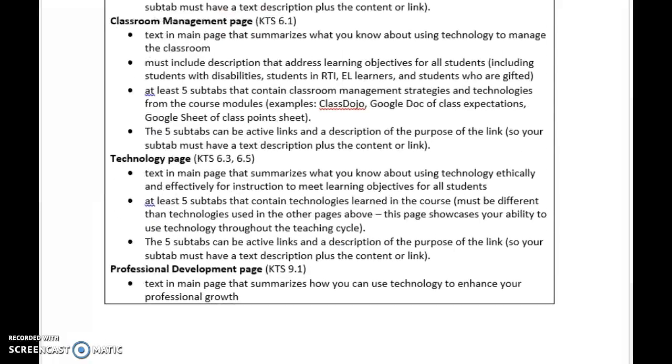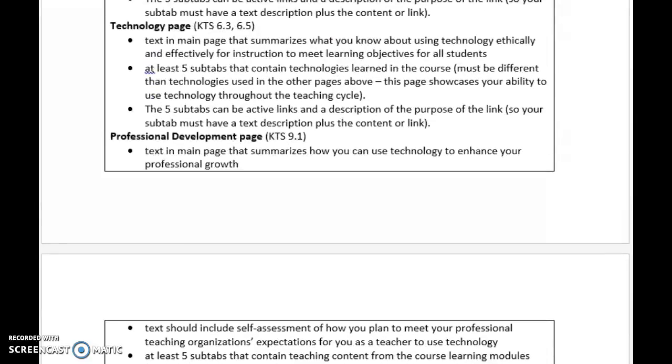The classroom management page is the next page you're going to need to have, and again it's going to have a main page that summarizes what you know about technology and how to manage it in the classroom. It needs to include a description that addresses learning objectives for all students, and it needs to have the 5 subtabs with the description. Next, you're going to have the technology page, and it needs to have a main page that summarizes what you know about using technology ethically and effectively for instruction to meet learning objectives for all students. And then it also needs to have the 5 subtabs with the description.